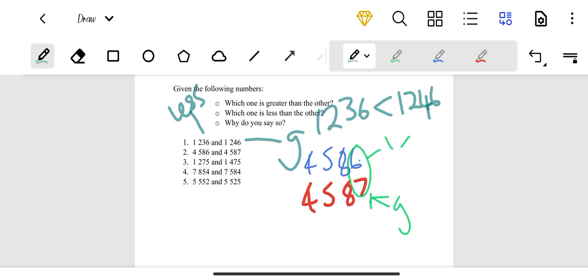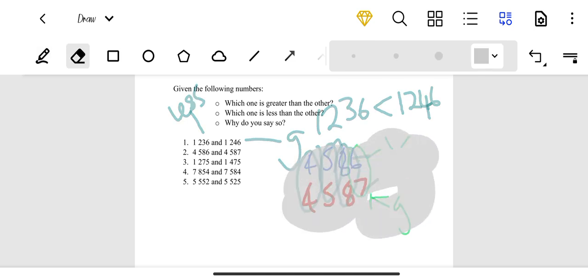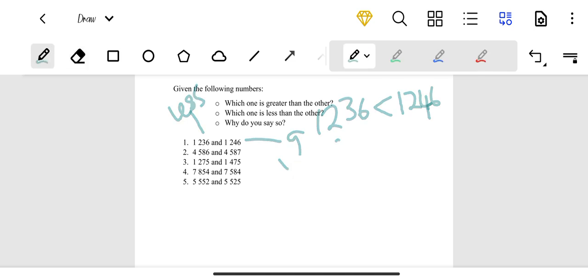And then we come and check the next numbers. 8 and 8 equal. 5 and 5 equal. 4 and 4 equal. So it means that this one is greater than that one. So how am I going to write it? So I'm just going to put it like, let me see. So it's 4, 5, 8, 6, 4, 5, 8, 7. And then we can see that that one is greater than that other one.